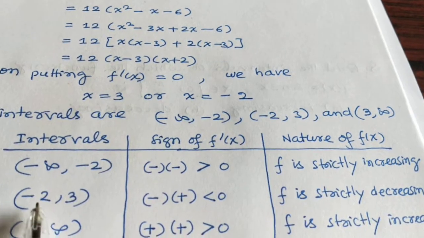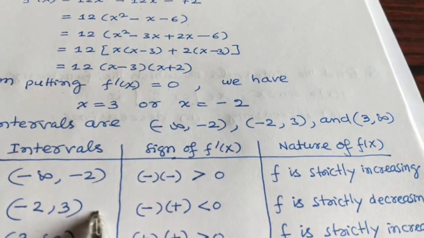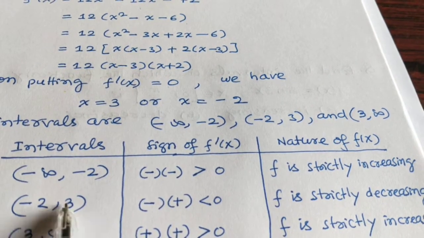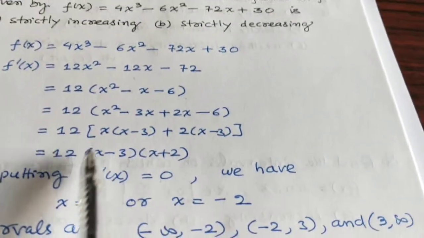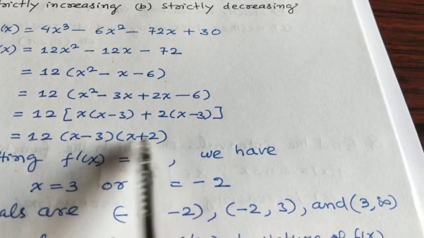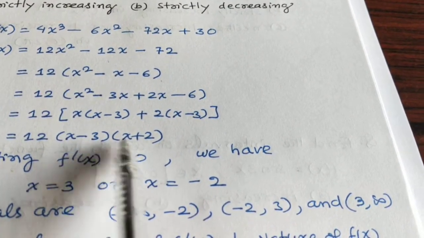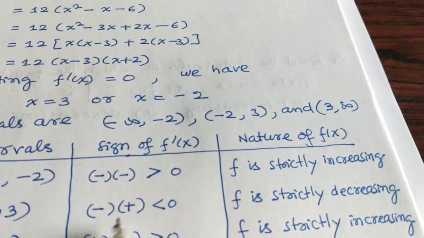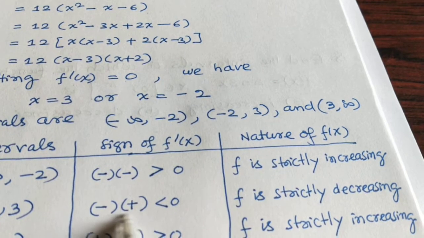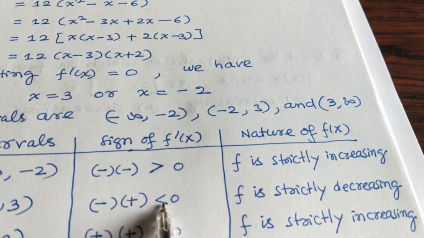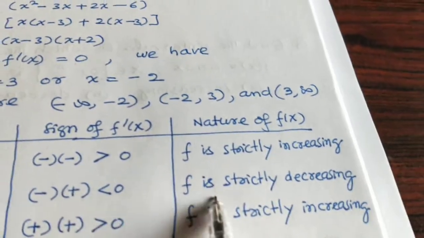Now coming to another interval, minus 2 to 3. So the easiest value is 0. 0 will come in between somewhere. So 0 will be putting here. 0 if you put, this is negative. 0 if you put, this is positive. Negative into positive is negative, which is less than 0. So f is strictly decreasing.